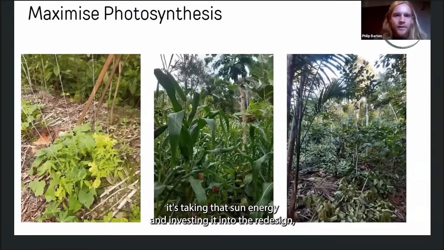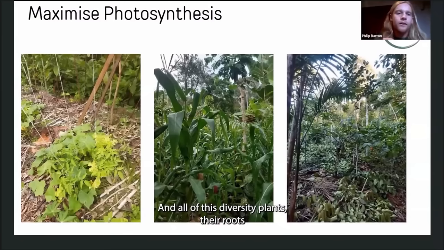And all of this diversity of plants, their roots are cooperating in a way, and they're not competing. So we have that maximum diversity happening at all stages of this plantation or at this farm. And the cooling effect as well that has.